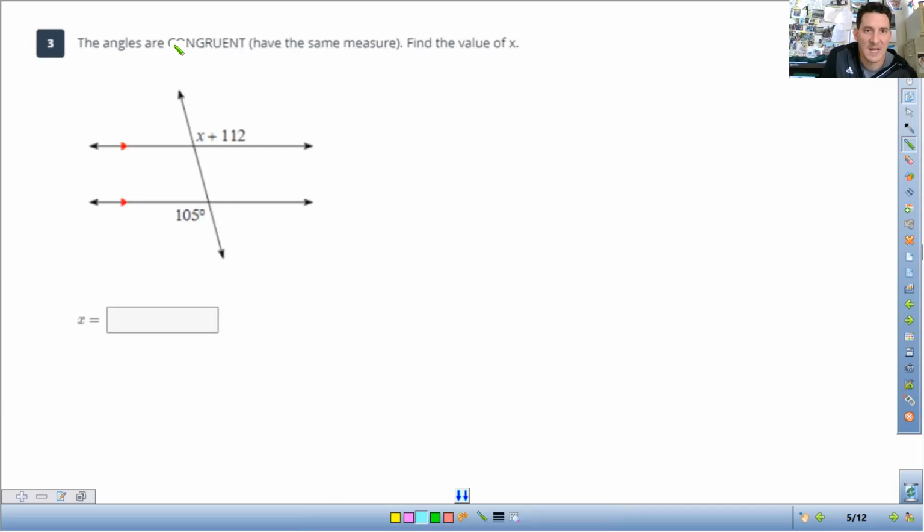One more. Again, it says they are congruent, so they have the same measure. But we are just going to continue to put this checkerboard pattern in here, color code the angles so we can see when they have the same measure. Since they are both blue, when they're the same color, they're equal. So just set it up to solve. Another easy one to solve for.